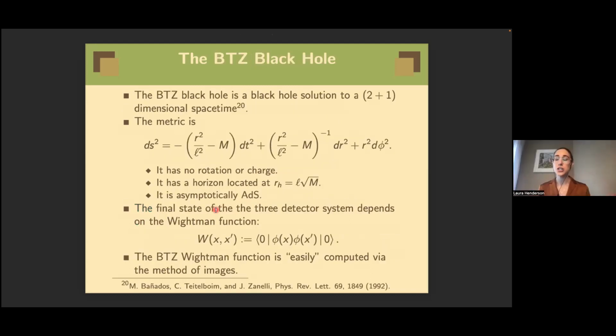So then just to quickly go through, we've got the BTZ black hole, which is a 2+1 solution to the Einstein equations. It's got no charge. It has a horizon at r_M. It's asymptotically AdS, where this L is the AdS length. And we use it because it makes it very easy to calculate the final state of the 3 detector system.